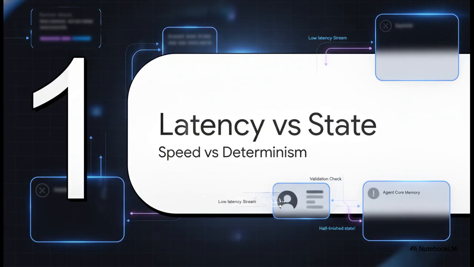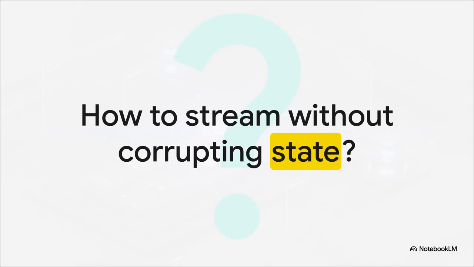Section 1. The latency versus state dilemma. Speed versus determinism. So modern AI demands low latency, for sure. But if you're building a reliable agentic workflow, you literally cannot afford to have a half-finished sentence permanently overwrite your agent's core memory, right? So the crucial question we have to ask is, how do you stream non-deterministic output without corrupting your deterministic state?